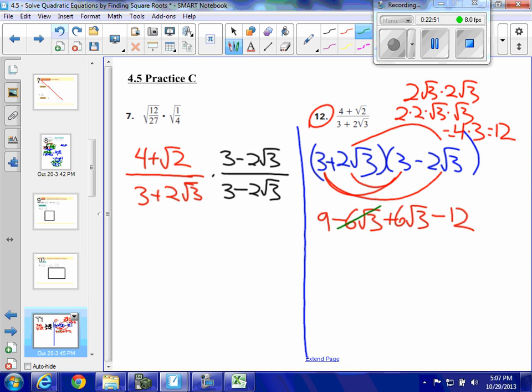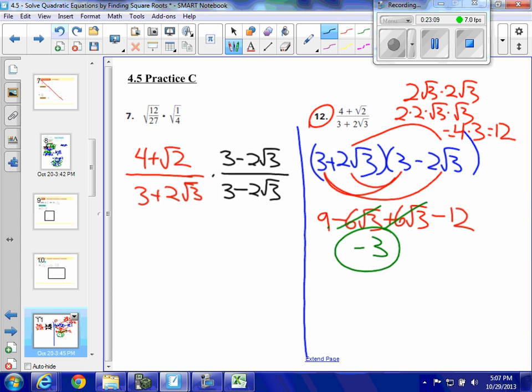Well, my negative 6 radical 3 and my positive 6 radical 3 cancel out. So I have 9 minus 12. I have negative 3. So my denominator is going to be negative 3. I'm happy with that. I'll just hold on to that for a minute. But now I have to do some work on my numerator.